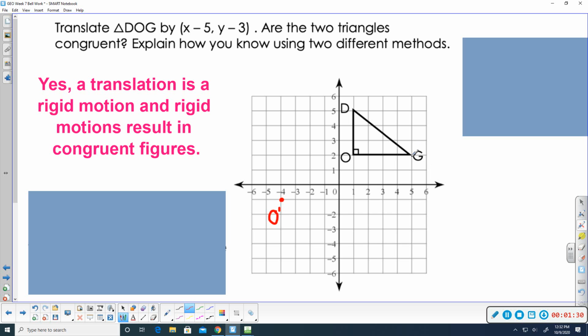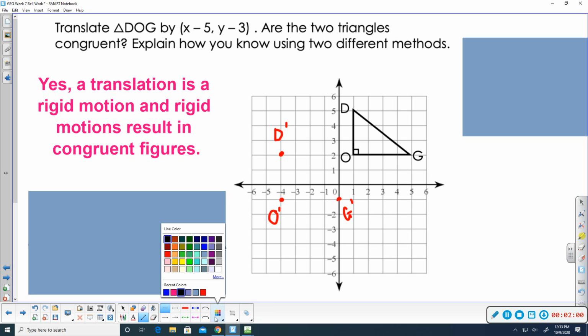From point G, I'm going to count over 5 and down 3. This would be G prime. And then from point D, again, I'm going to count over 5 and down 3. Oops, I think I went too far. Over 5, down 3. And this would be D prime. Now we can connect those points to make a triangle. I'm going to connect it in red because that's the color that I made my points with.